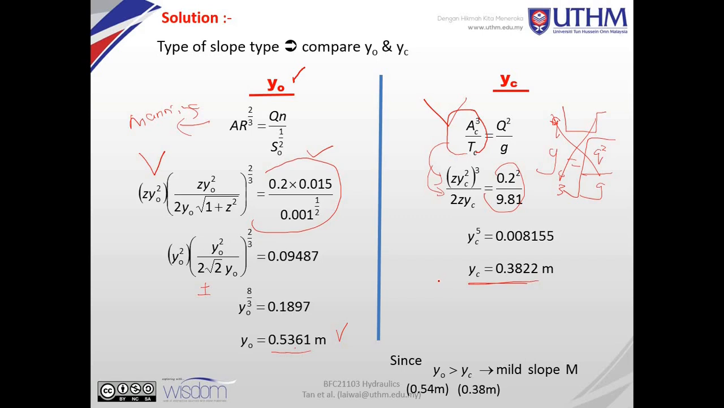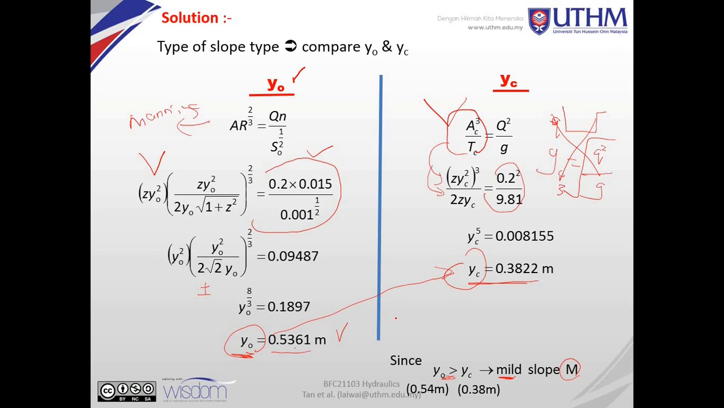Okay, next we need to get what is the alphabet for this GVF profile. So we need to compare y0 and yc. When we compare these two, we found that y0 is more than yc. When y0 is more, it means our slope type is a mild slope, and we only write M.